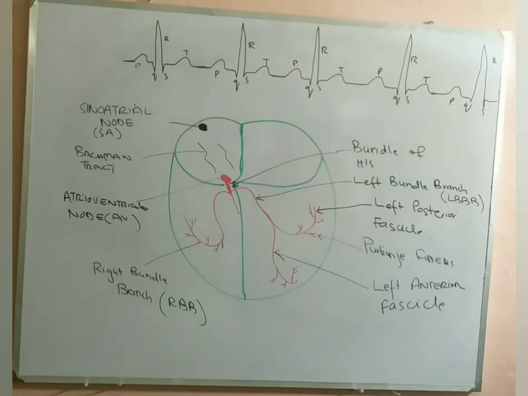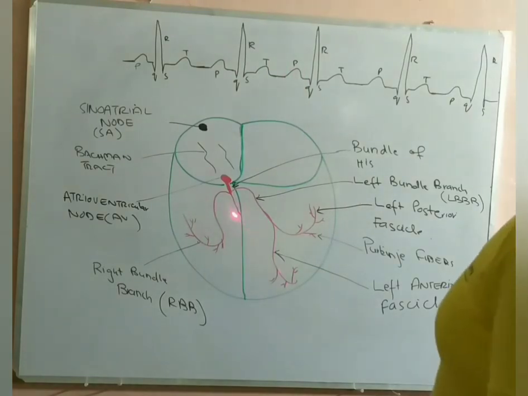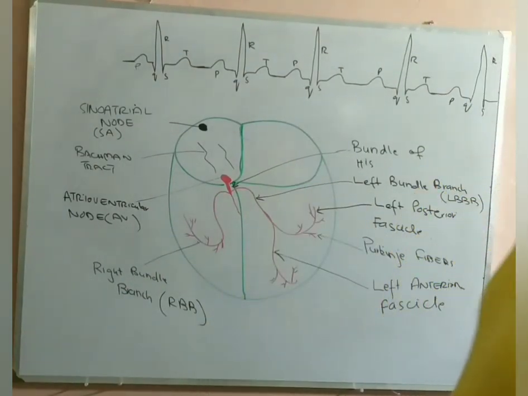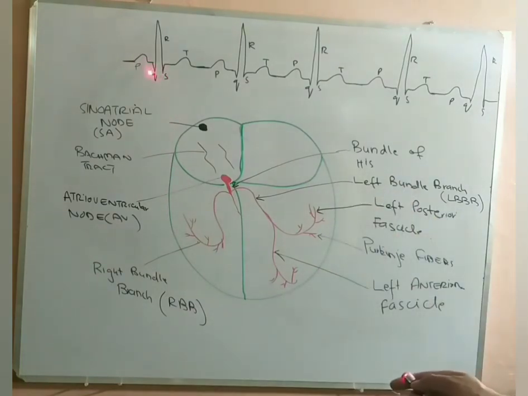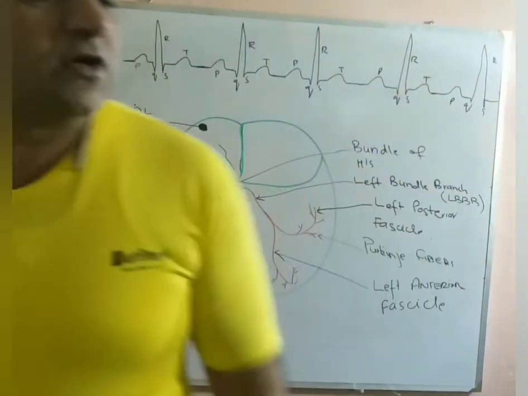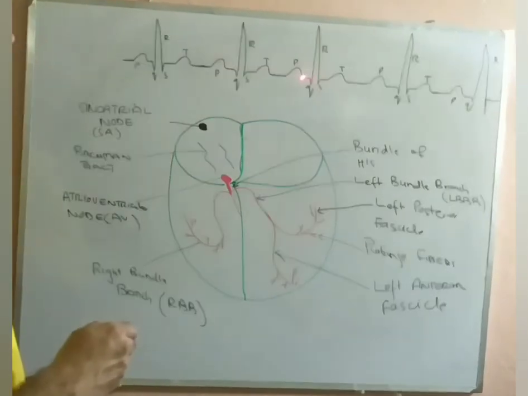So from the atria, this impulse enters into the ventricle through a door which we call the AV node. This is the atrioventricular node. It delays the impulse transmission from the atria to the ventricle very briefly, which generates a PR segment on the ECG, and the PR segment is from the start of the P wave to the start of the QRS complex. This is the PR segment.